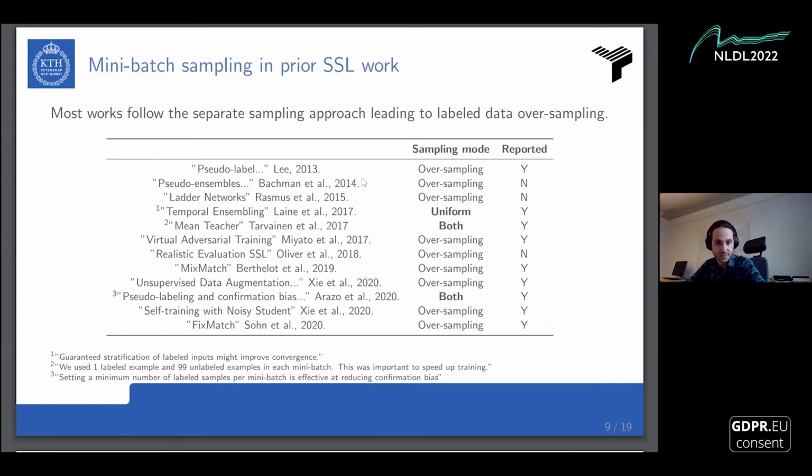For example, in temporal ensembling by Laine et al., they mentioned that guaranteed stratification of labeled inputs might improve convergence, while they use the basic uniform sampling approach. In Mean Teacher, they use both. They had experiments with both of them, just different experiments, one with oversampling of labeled data and one with uniform sampling. But they mentioned that when they did the oversampling of labeled data, that was an important thing to speed up training. And finally, in the work by Arazo et al. in 2020, they show that when setting a minimum number of labeled samples in each mini batch, they effectively reduce confirmation bias.